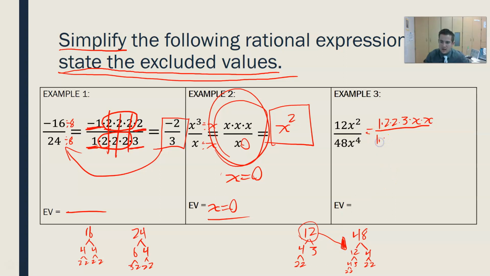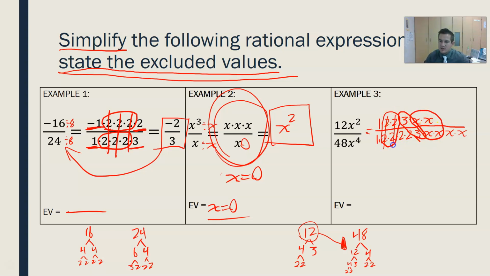So I have 1 times 2 times 2 times 2 times 2 times 3 times x times x times x times x. So you don't have to do this every time, but I'm going to write out all my prime factors. So notice now what I have in common between the top and the bottom. I have this pair of 2's and this 3, and I have 2 pairs of x's.